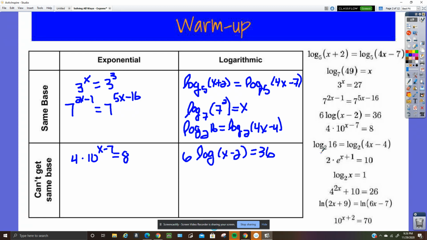And e to the x plus 1 equals 10, not the same base. It's exponential. Log base 2 of x equals 1. So I'm going to put that one here, but you could make 1 2 to the 0. No, that one goes here.